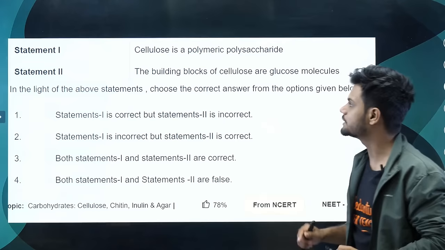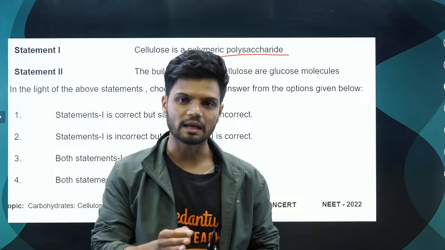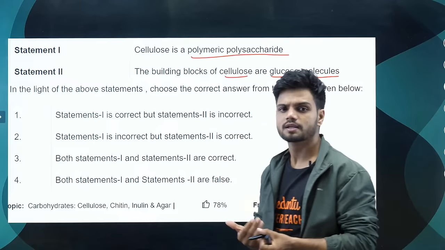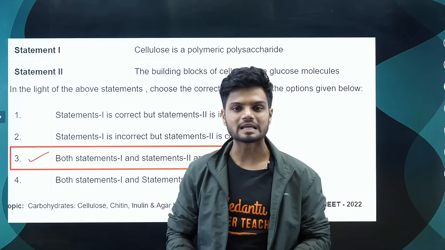Cellulose is a polymeric polysaccharide. Did we learn this from the table? It is the polymeric polysaccharide. Building blocks of cellulose are glucose molecules. All of us know cellulose is made up of monomers of glucose. So both the statements are absolutely correct here. Statement number one, statement number two, both are absolutely correct.